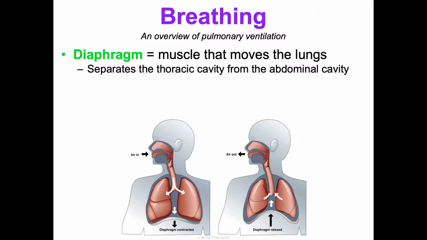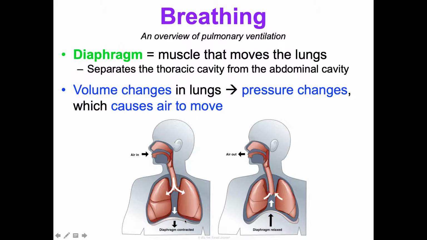So your diaphragm separates the thoracic cavity from your abdominal cavity. So it's a nice little division right there. And here's why this is important. Volume changes in your lungs lead to pressure changes, and pressure changes cause air to move. Okay, just like we talked about in the cardiovascular system, those pressure gradients are what cause the blood to flow, and it's going to be what causes air to move in our bodies as well.